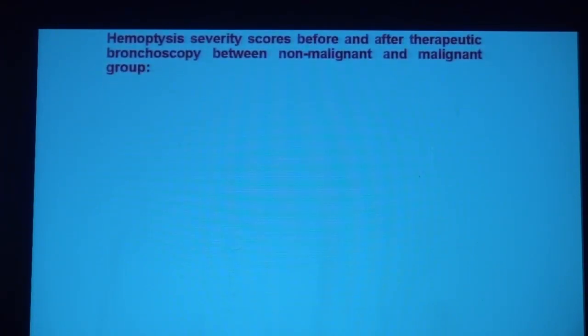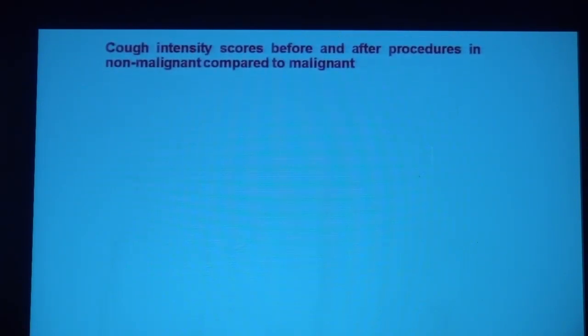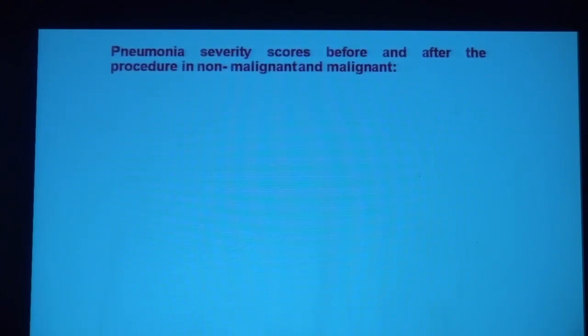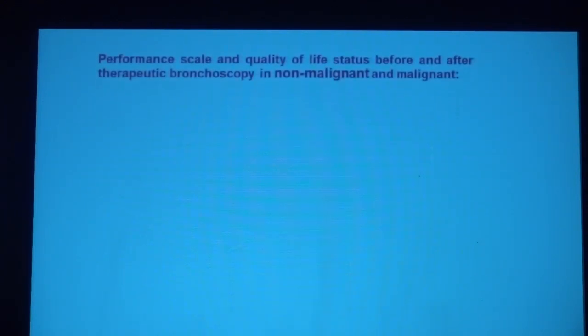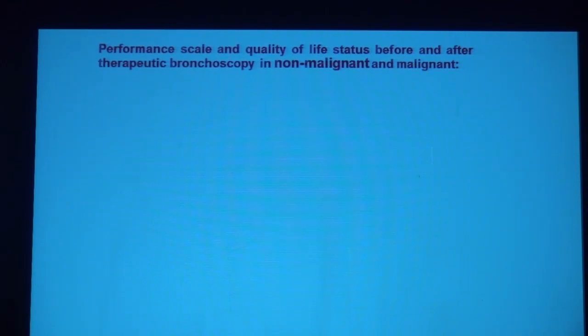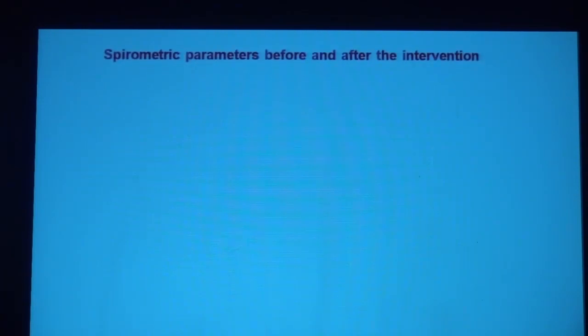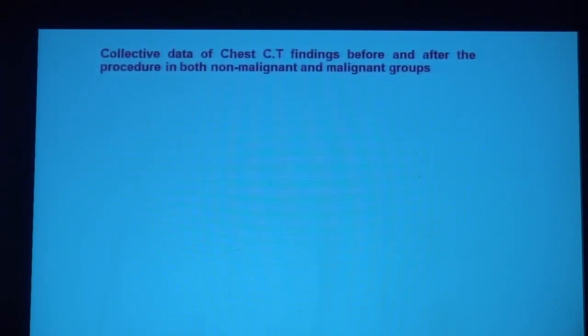There is improvement in symptoms such as dyspnea, hemoptysis, cough intensity, pneumonia severity score, the performance scale and the quality of life, and the Karnofsky scale before and after therapy. In both groups there were significant improvements. Where are the tables? Spirometric parameters before and after the intervention show improvement of the spirometry, such as FEV1, FVC, and FEV1 over FVC. Tables.